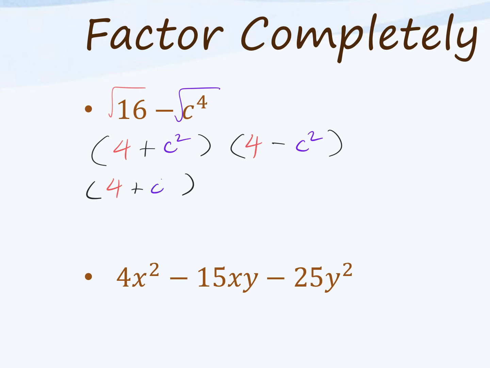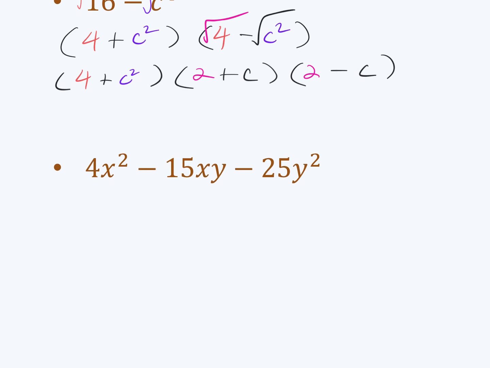However, the second one, I can keep going. I can do the difference of 2 perfect squares. So again, I would square root, make my 2 binomials, one with the plus, one with the minus. The square root of 4 is 2. The square root of c squared is going to be c. And now you're done.